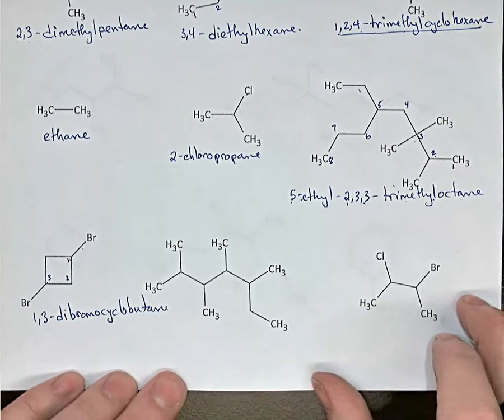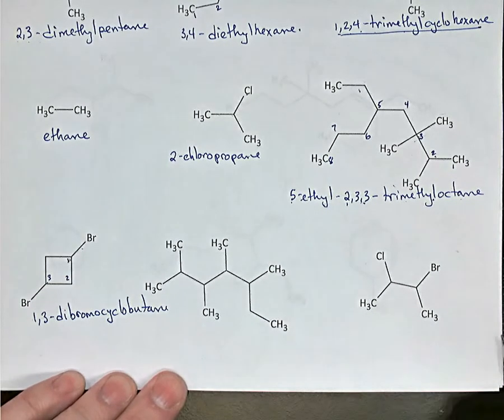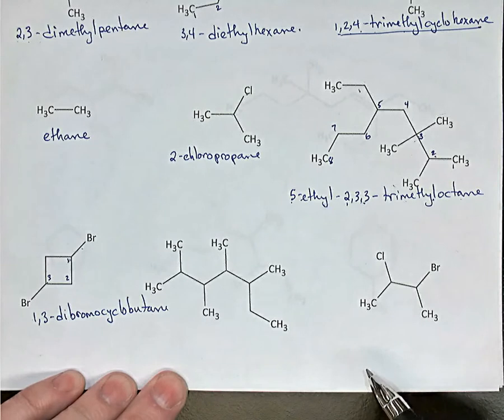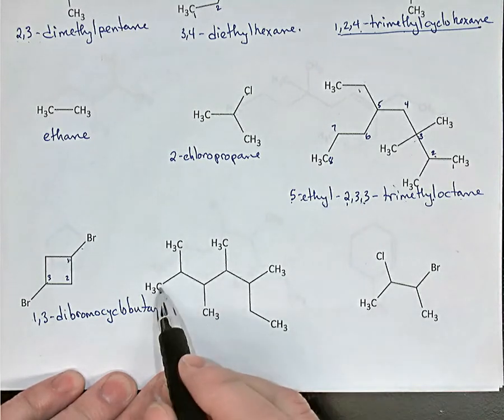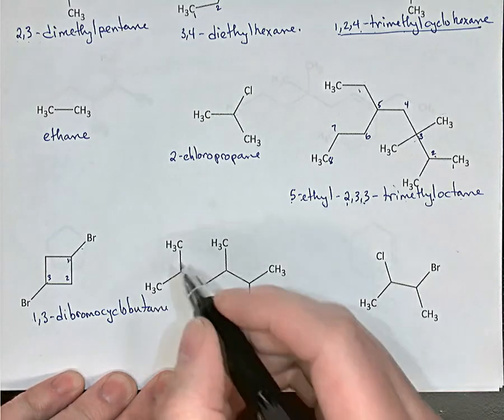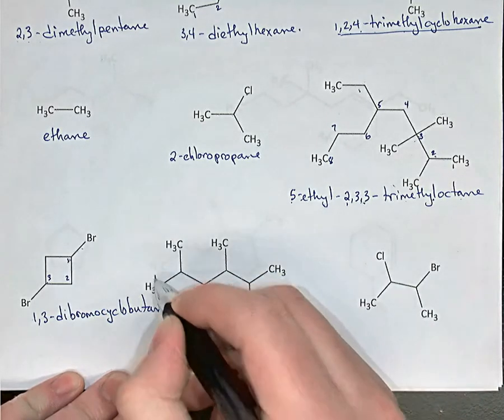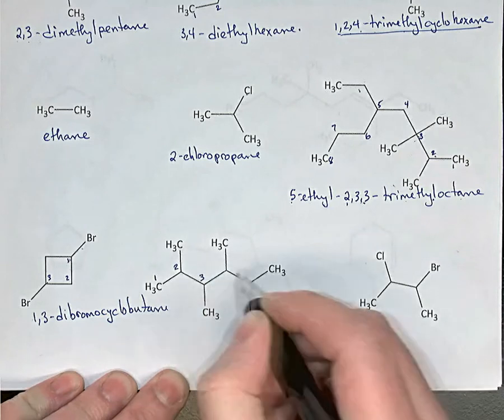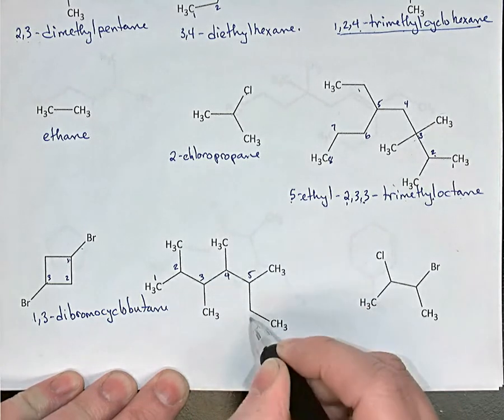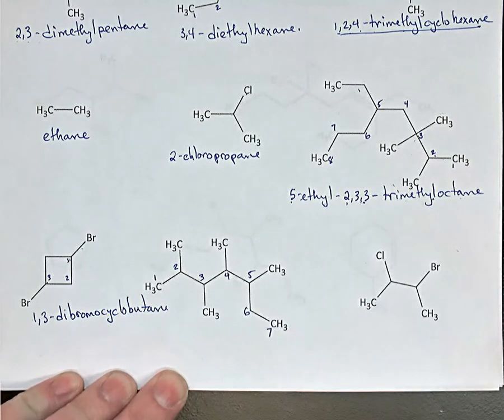Alright, this next example, a little bit long and ugly looking. We're going to start numbering from the left-hand side because that would be closer to a branch, so it doesn't matter which of these you call carbon 1. I'll do it like this: carbon 1, carbon 2, carbon 3, 4, 5, 6, 7. So this is a heptane molecule.